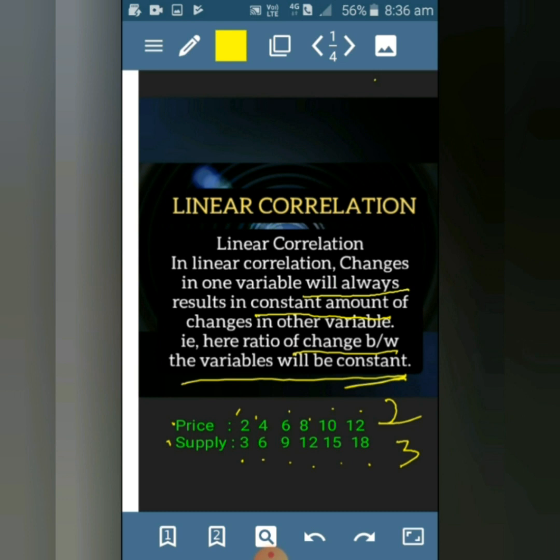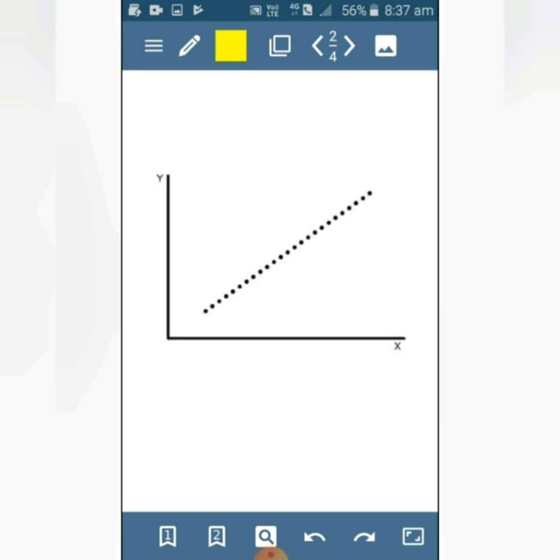So from this example, we can conclude that whenever the price increases by rupees 2, supply always increases by 3 units. It means here we can see a constant ratio between the variables. Okay, this is linear correlation. In linear correlation, changes in one variable will always result in a constant amount of changes in the other variable. And when we plot these figures of linear correlation on a graph, we will get the form of a straight line like this.